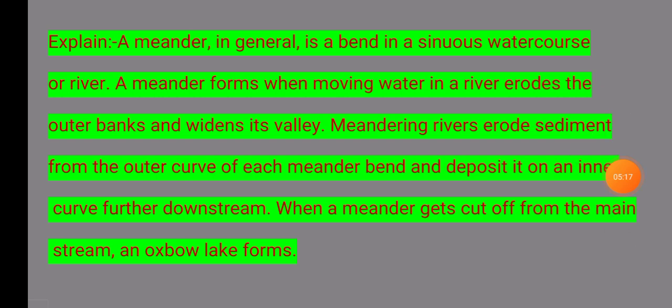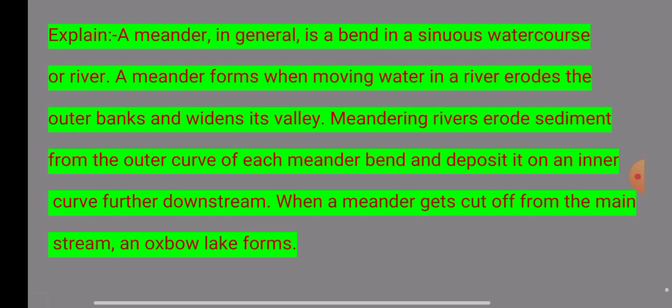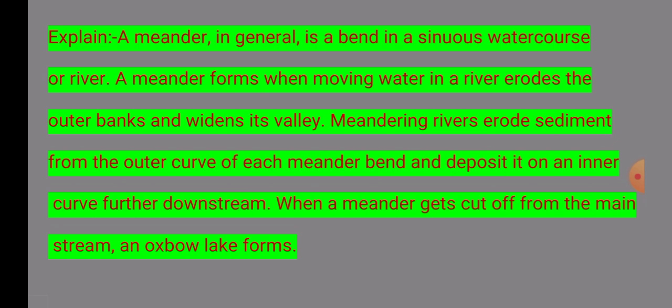Question 116, explanation: a meander in general is a bend of a sinuous watercourse or river. A meander forms from moving water as the river erodes the outer bank and widens its valley. Meandering, the river erodes sediment and forms the outer curve. The meander makes deposits on the inner curve farther downstream. When the meander gets cut off from the main stream, an oxbow lake forms. Next question.